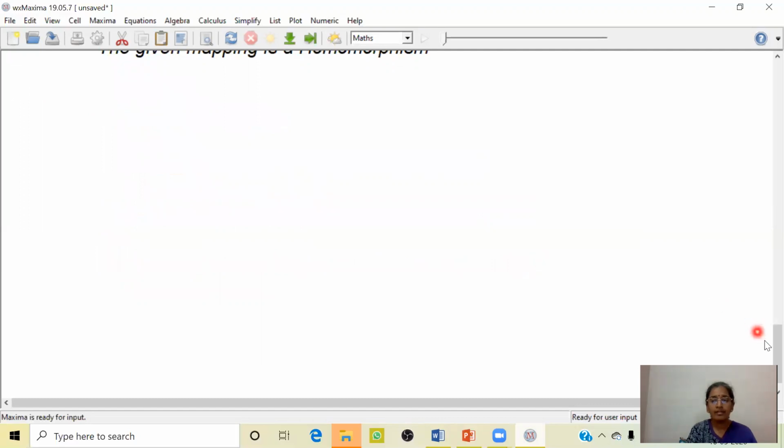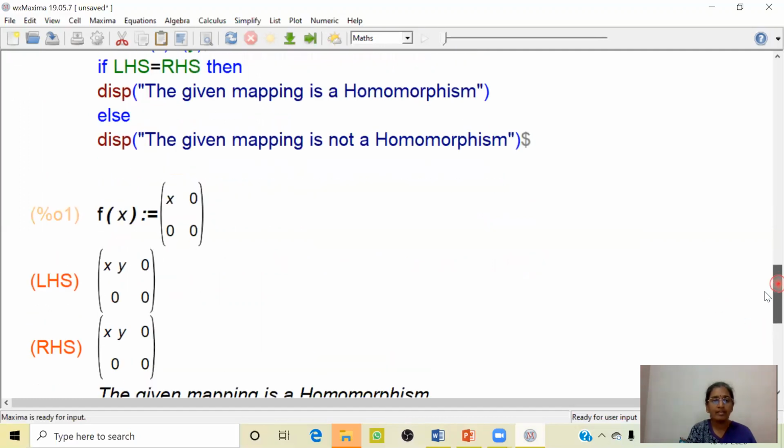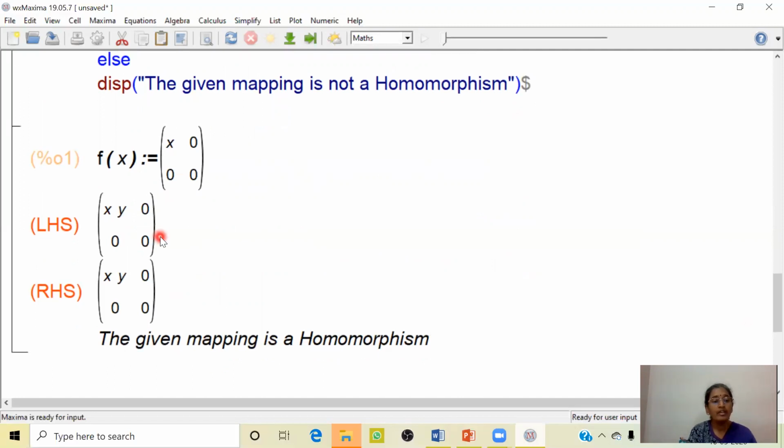When we execute this, we get both the left hand side and right hand side outputs. Here f of x is the matrix x, 0, 0, 0. The left hand side gives us xy, 0, 0, 0. The right hand side also, on multiplying the two matrices, we get xy, 0, 0, 0. Therefore both are one and the same. The given mapping is a homomorphism.